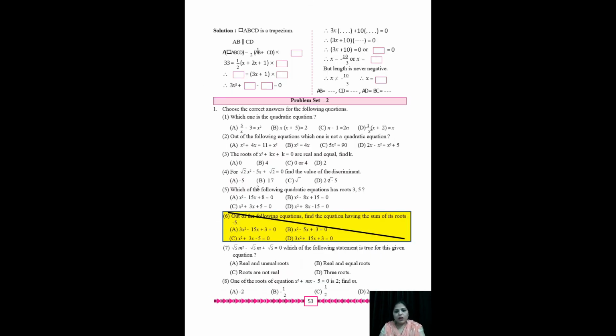Now see here on page number 50, the fifth and sixth sums are also cancelled. Then problem set 2, question number 1, in that the sixth sub-question of the multiple choice is not there now. Okay.